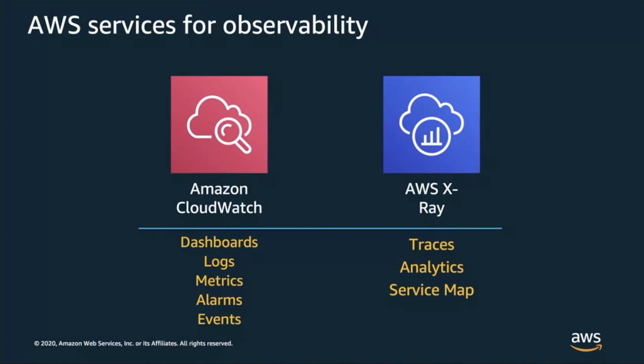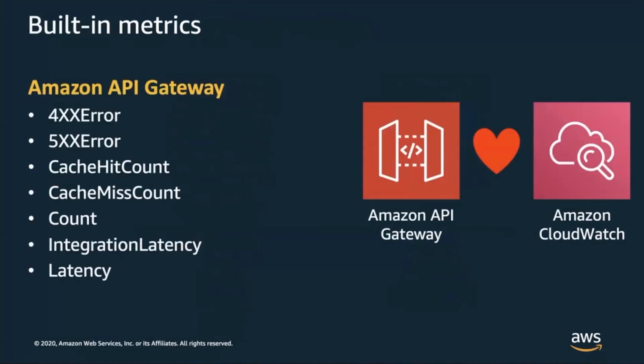With CloudWatch, you get the ability to do things such as logs and metrics, alarms, events, dashboards, and a couple of other things that we'll talk about here today. And with AWS X-Ray, you get the ability to do traces and analytics on that, and draw something called a service map, which gives you visual context for that distributed system. We'll be talking about both of these here today as well.